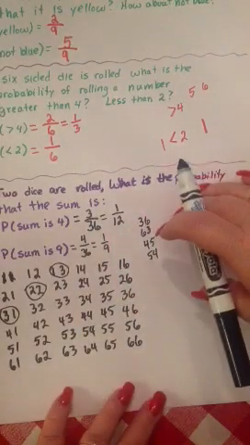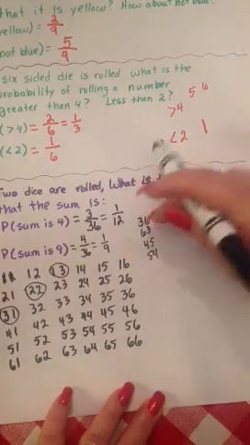Okay, so that's how you consider this. You just think of the possibilities, and you have to think of them going both ways.